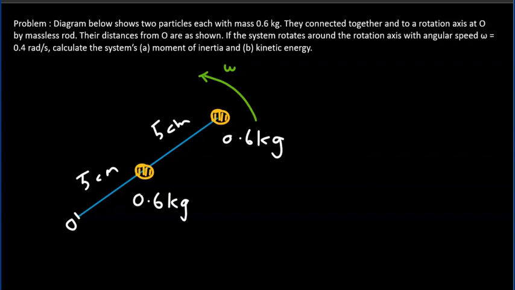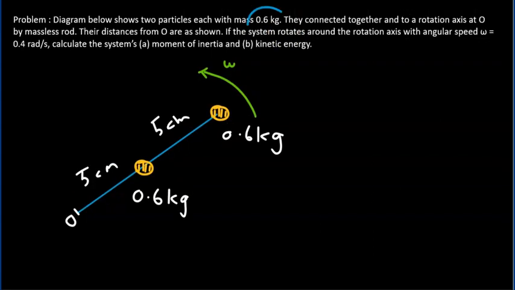Let's look at the following problem. The diagram below shows two particles, each with mass 0.6 kg. They are connected together and to a rotation axis at O by massless rods, so we don't have to worry about the contribution from these rods. They are massless. The distances from the axis of rotation are shown, 5 centimeters and 10 centimeters respectively. If the system rotates around the rotation axis with an angular speed of 0.4 radian per second, calculate the system's moment of inertia and kinetic energy.